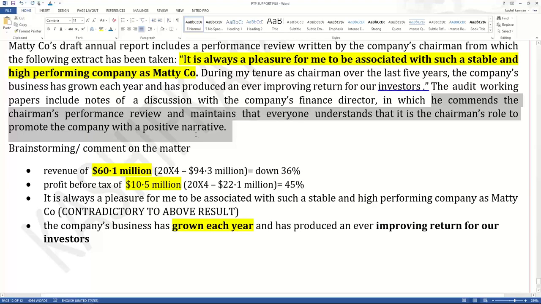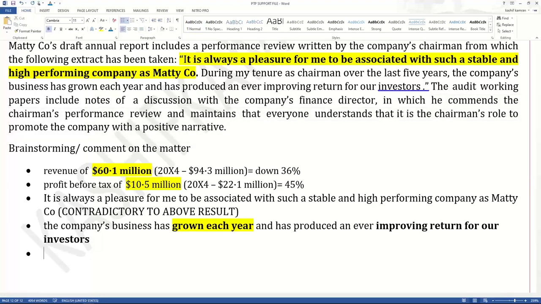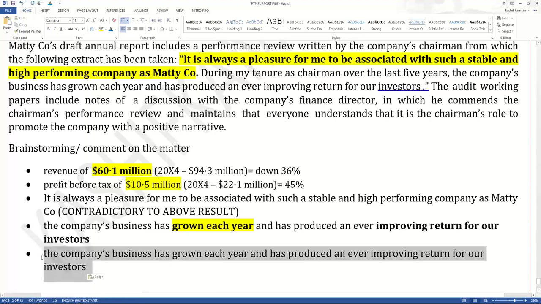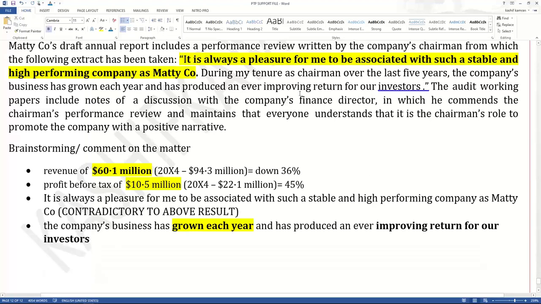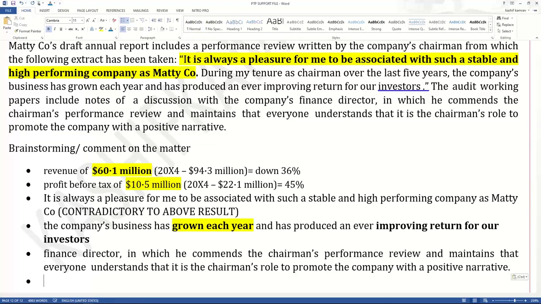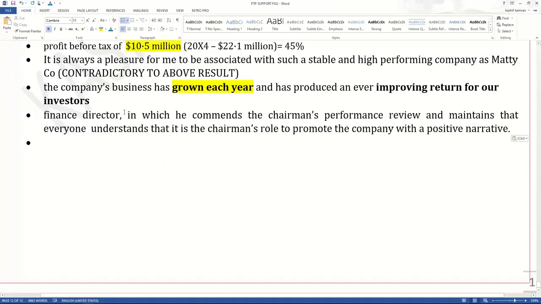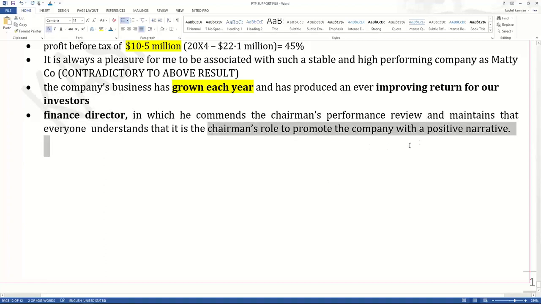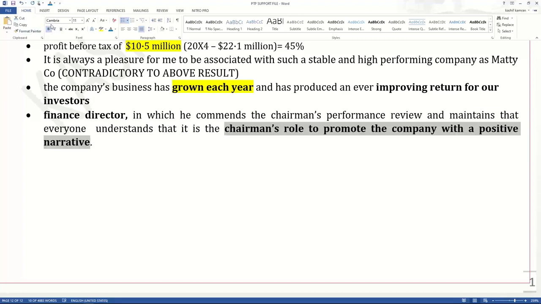With a positive narrative? Or with a contradictory narrative? Is the finance director's view right here? Is he putting a positive narrative or a contradictory narrative? Is the reply of a finance director interesting, that the chairman's role is to promote the company with a positive narrative? Whether he's telling a lie. You cannot promote a positive narrative by telling a lie to your shareholders. The chairman is telling a lie.